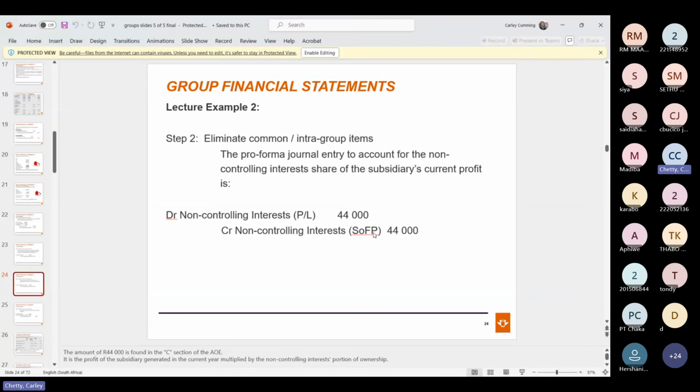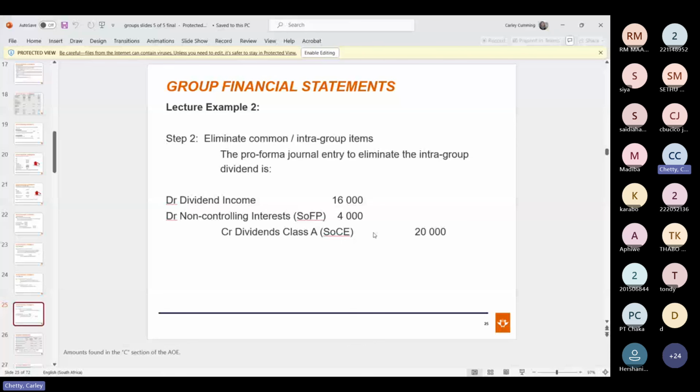And this comes from part C in our analysis of owner's equity. This is the profit that the subsidiary generated in the current year, and we're just giving the non-controlling interest their share. So we have accounted for the pro forma journal entries to give NCI their profit.